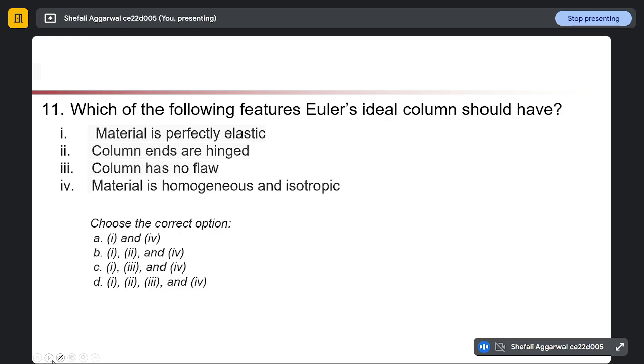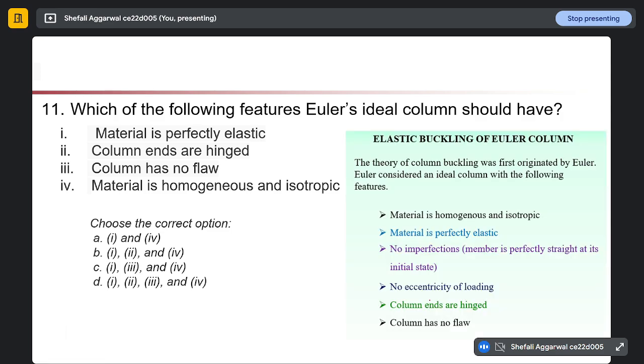The 11th question is, which of the following features should Euler's ideal column have? Firstly, the material should be perfectly elastic, the column ends are hinged, the column has no flaw, and the material is homogeneous and isotropic. So this is what Euler is proposing: the material should be homogeneous, isotropic, perfectly elastic, with no imperfection, no eccentricity, the column ends should be hinged, and there should not be any flaw. So the answer is all four options are correct.